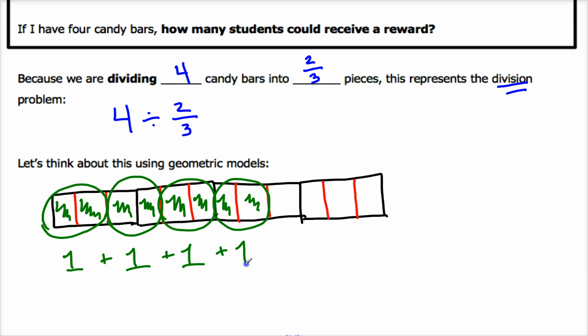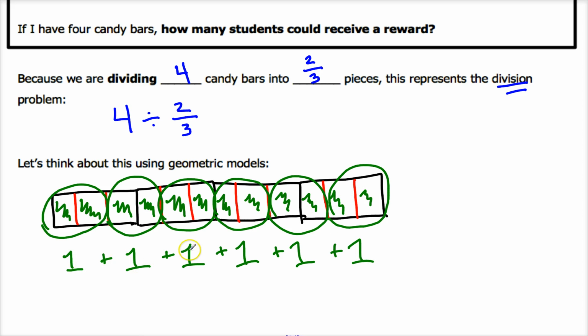So now I'm at 4 students. I have 4 circled pieces. There's another 2/3 of a Hershey bar, so there's a 5th student. And then finally, this is my last 2/3 of a Hershey bar, so there's a 6th student. So we have 1, 2, 3, 4, 5, 6 total students that I can give 2/3 of a Hershey bar. And that means that 4 divided by 2/3 is equal to 6.